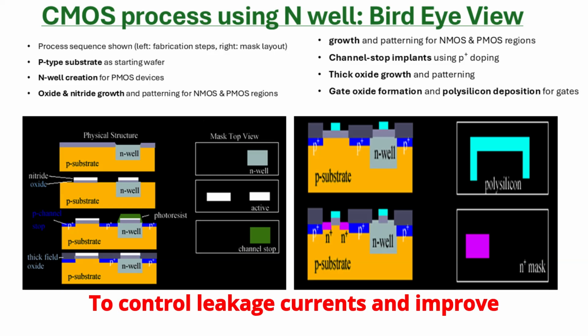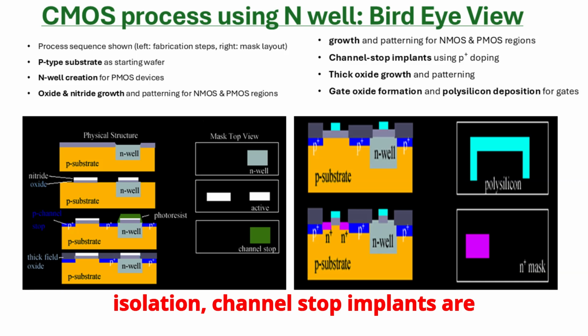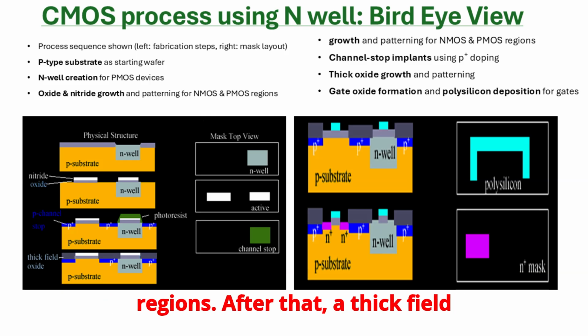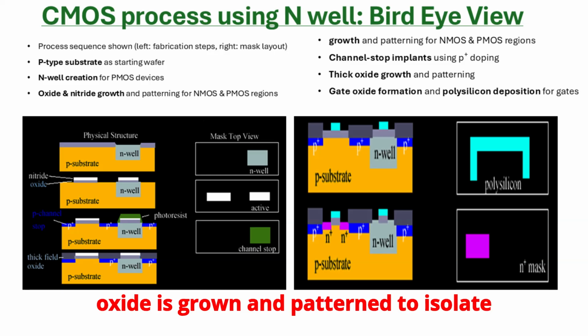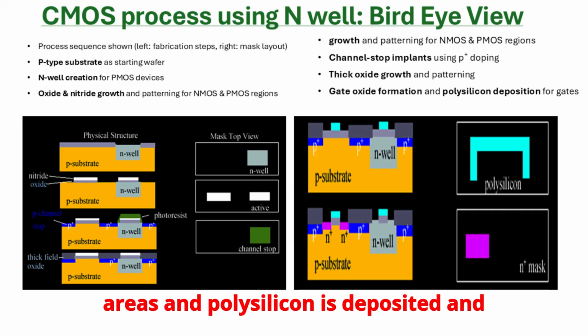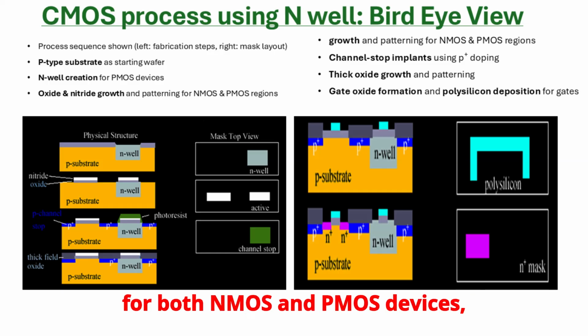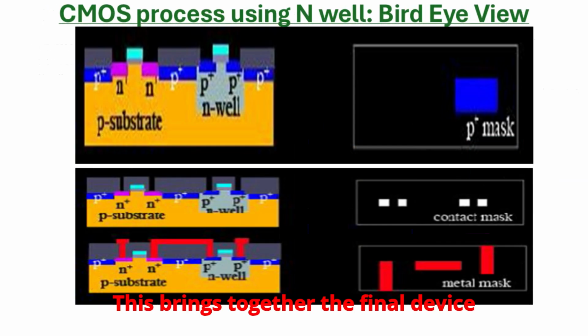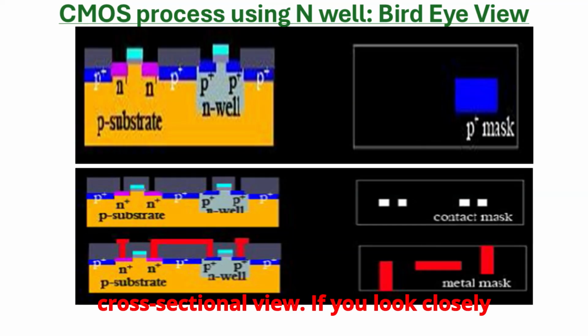To control leakage currents and improve isolation, channel stop implants are introduced using P-doping in specific regions. After that, a thick field oxide is grown and patterned to isolate devices from one another. Next, a thin gate oxide is formed in the channel areas, and polysilicon is deposited and patterned to create the gate electrodes for both NMOS and PMOS devices, with PMOS gates located inside the NVEL. This brings together the final device structure of a CMOS inverter in cross-sectional view.